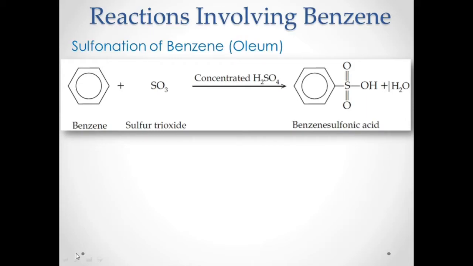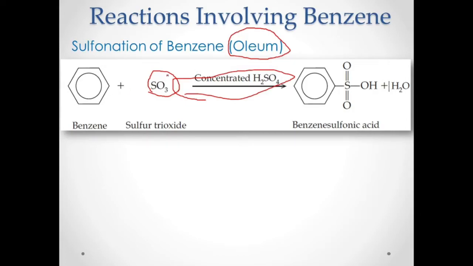Okay, next reaction is what we call the sulfonation of benzene. This is actually done using an oleum. An oleum is a Latin word that is actually variations of sulfur trioxide in concentrated sulfuric acid. That is what we meant by oleum.